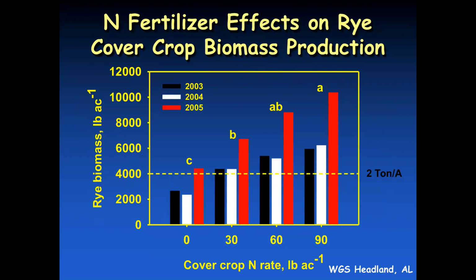And as you kept increasing more nitrogen out there, you got more biomass produced. And the biggest bang for the buck is that first 30 pounds of nitrogen to really get it going. After that, you could just keep on increasing the biomass enough to really make a difference and add some mulch and organic matter back to the soil.